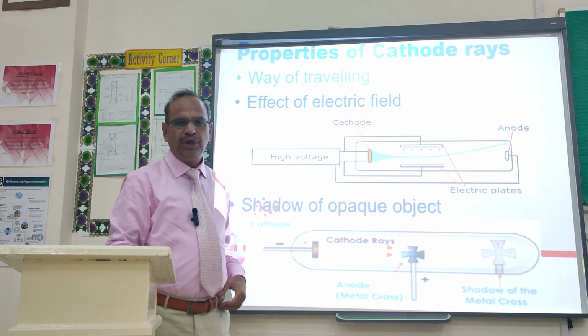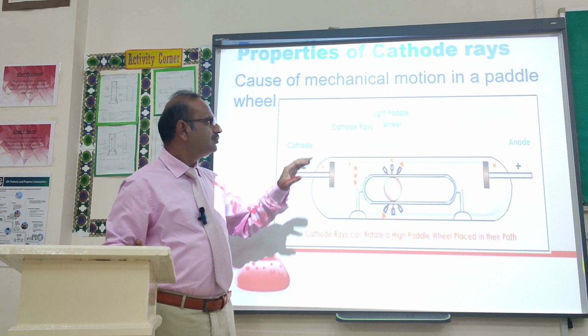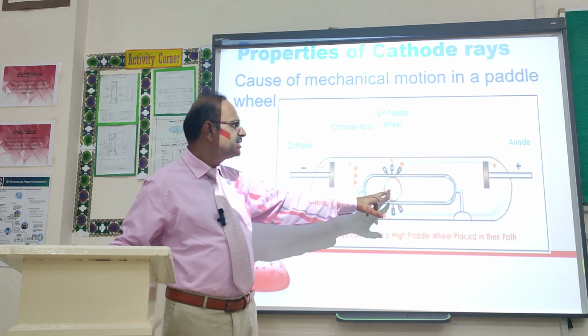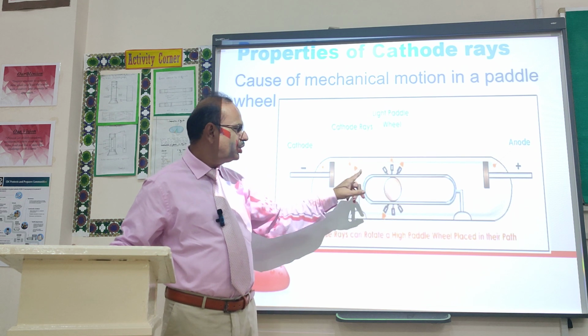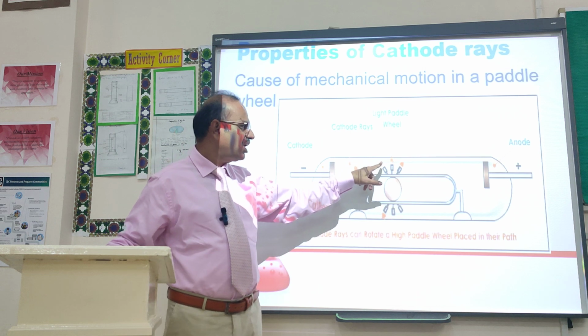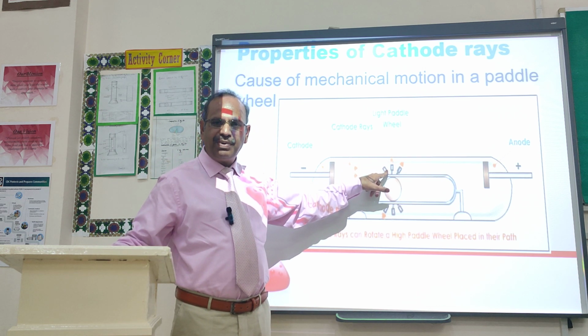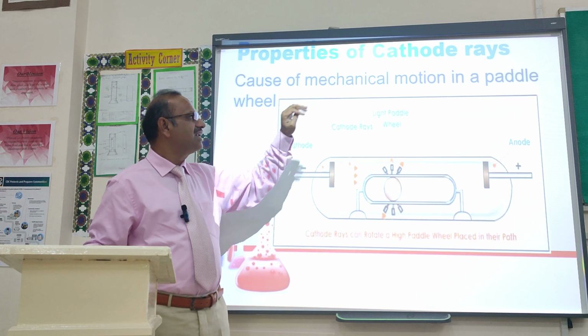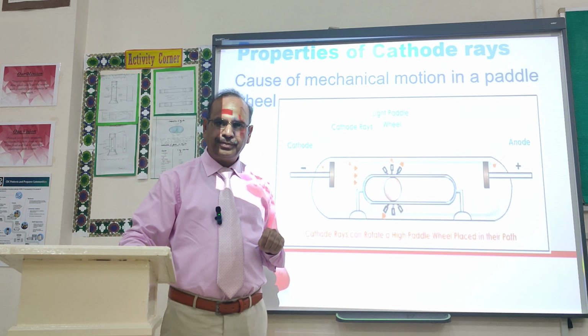One more experiment was performed by another scientist, and he placed a light paddle wheel in the path of the cathode rays. When these cathode rays strike this light paddle wheel, they rotate it. It means that these rays can cause mechanical motion.